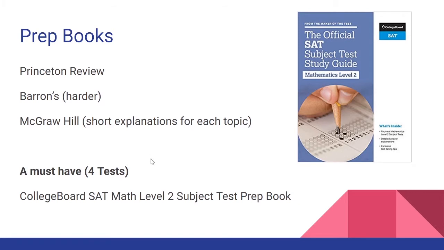So a must-have: you definitely need to have the official SAT Subject Test guide for Mathematics Level 2 from the College Board. You can find this on Amazon. You might be able to find it in your library. But this is a must-have book. Without this book, it will lower your chances of getting an 800 because this book has real SAT subject tests, and that's why I recommend it.